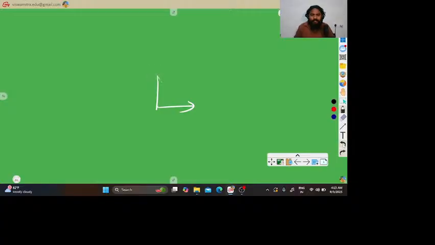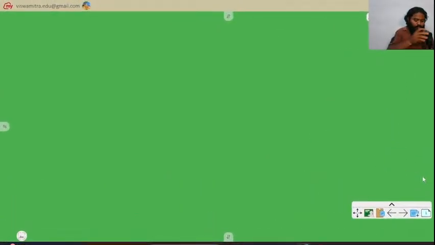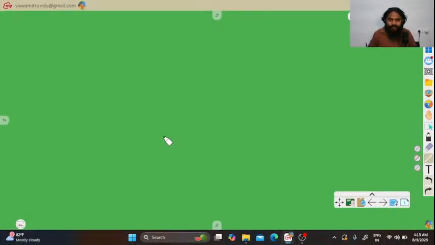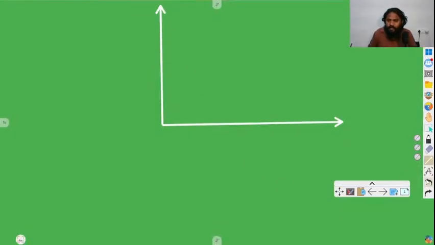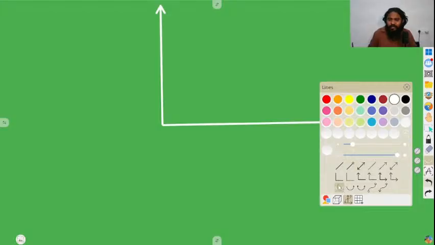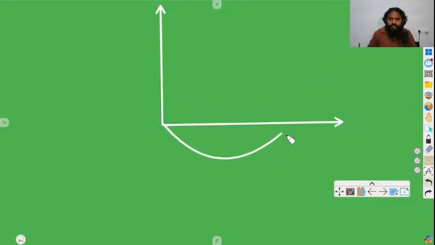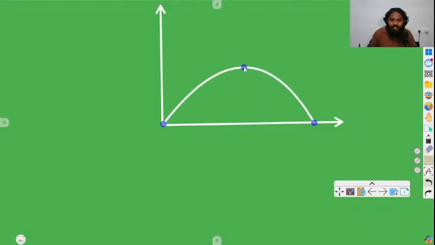Yeah, in the previous video we have learnt about range, I mean two-dimensional motion. So now in this video we are going to prove that the path of the trajectory is a parabola, right? That means let's have an x-axis and y-axis. Now here what we are doing is we are projecting a particle with initial velocity u, such that it is making an angle theta with the horizontal, right?